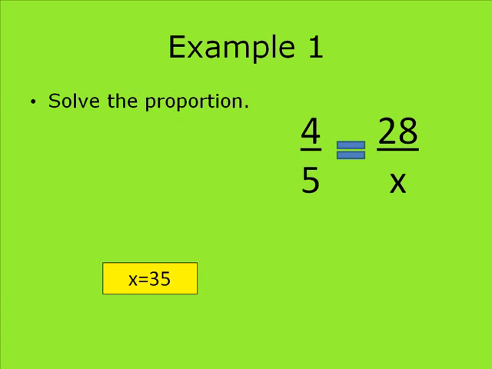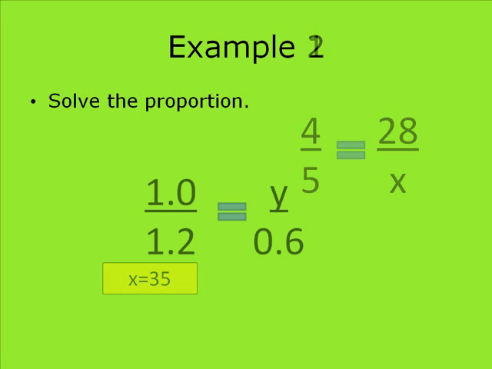Going back to the first strategy, hopefully you realize that 4 times 7 equals 28. So if I take 5 times 7, that will equal 35. Going back to my gold box, if you remember I had 4x equals 140. I divided both sides by 4. Either case, x will still equal 35.